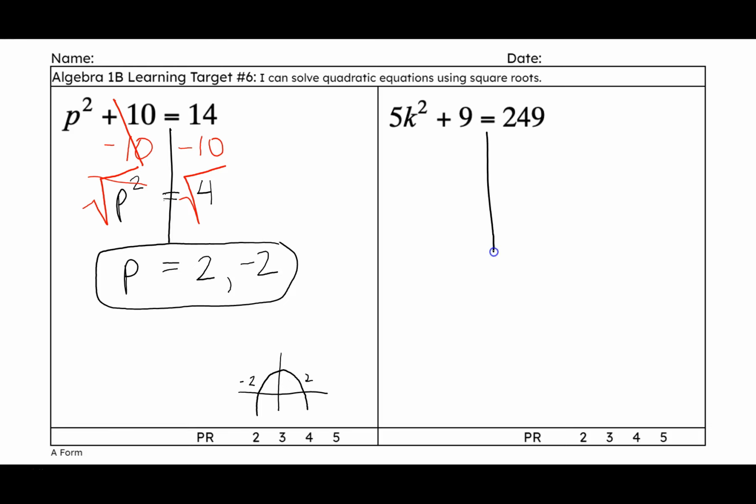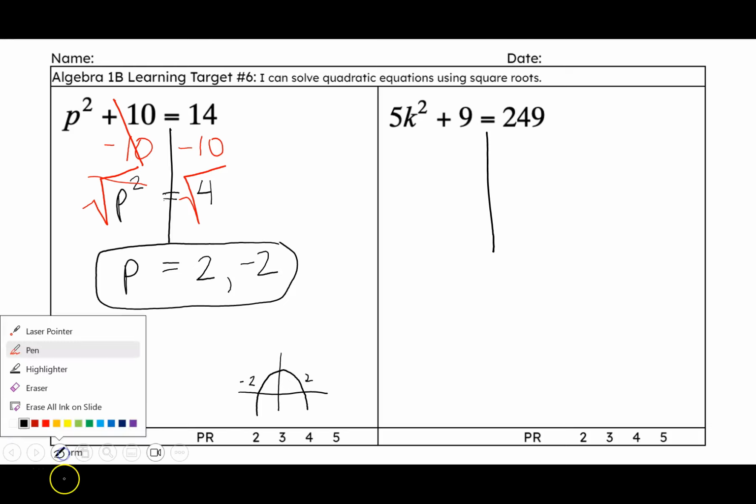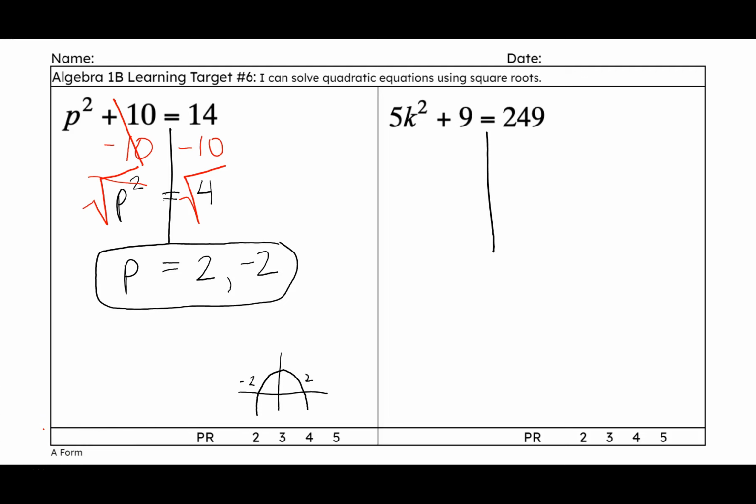It's the same thing. We're just going to have to undo a few more steps first. All right, so I've got my k. It's been squared. It's been multiplied by 5. 9 has been added to it, and I get a result of 249. Let's start doing some inverse operations and make sure we do it to both sides.